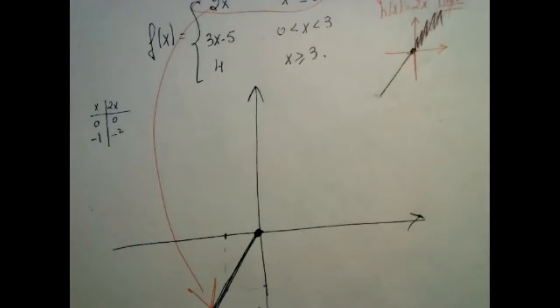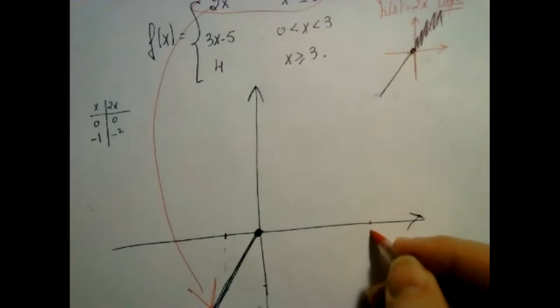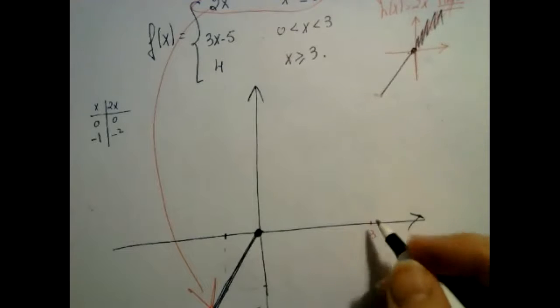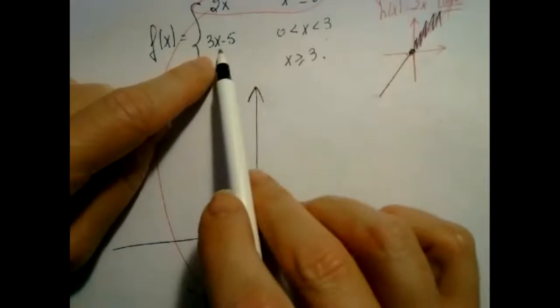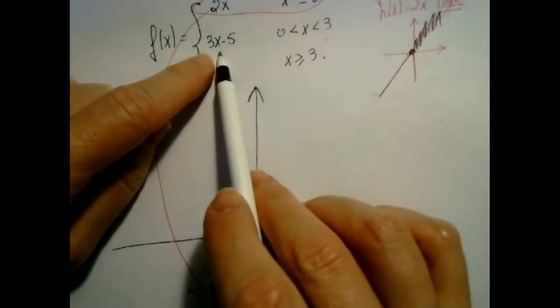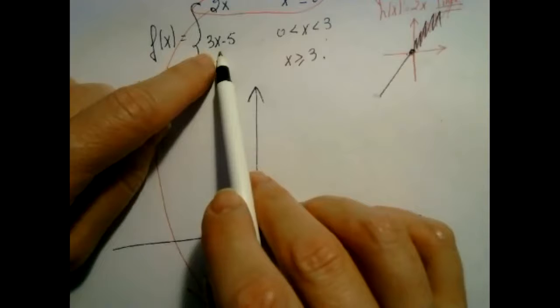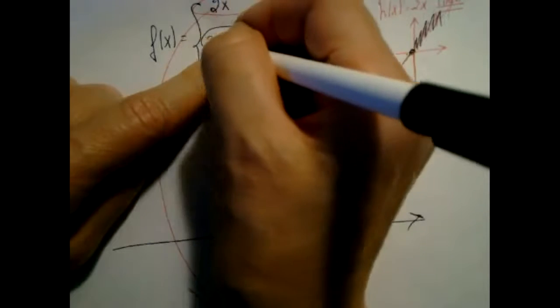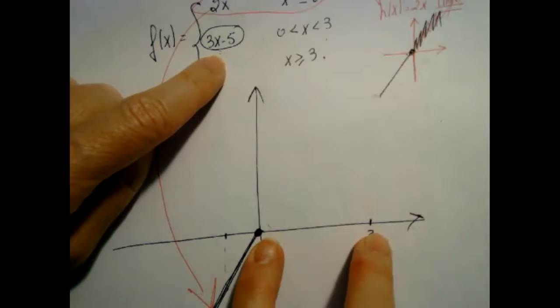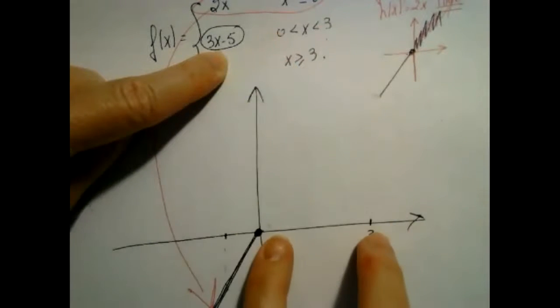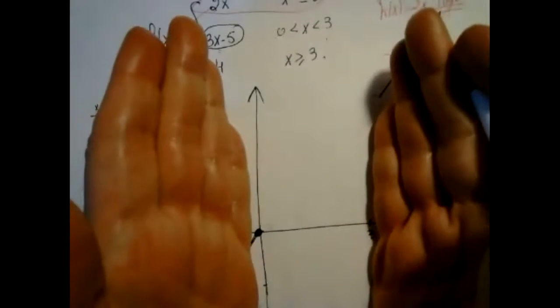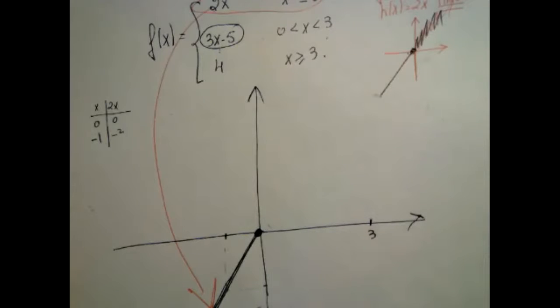Amber, are you with me? Yeah, I understand. Between 0 and 3, what's the output? X is the input. The output is given by 3x minus 5. So now what I have to sketch is the graph of 3x minus 5, but I only want to restrict it between 0 and 3. Again, I do the same thing, 0 and 3 not included. I'm going to graph the line 3x minus 5, but I'm just going to take it between 0 and 3. I don't want to take it anywhere beyond that.